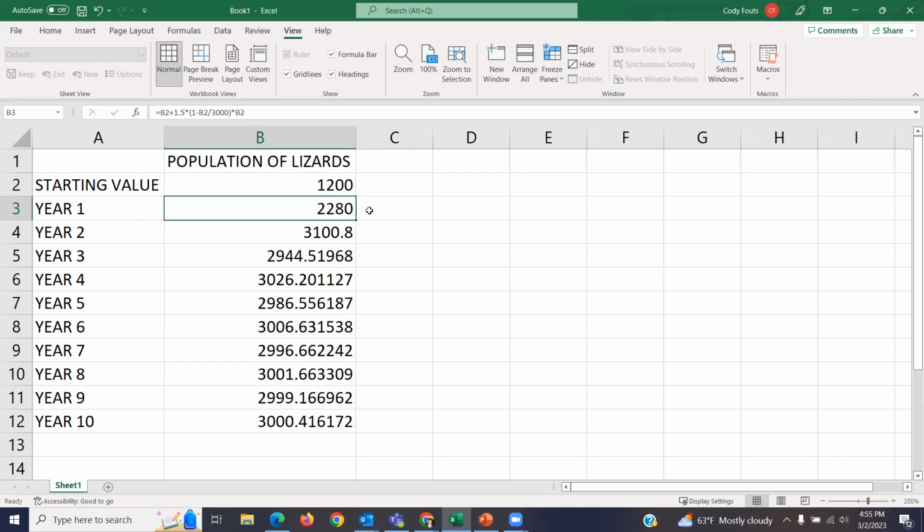Okay. All right, last thing I will say is that everything I just did also works on Google Sheets. So if you don't have access to Microsoft Excel, Google Sheets works the same way.